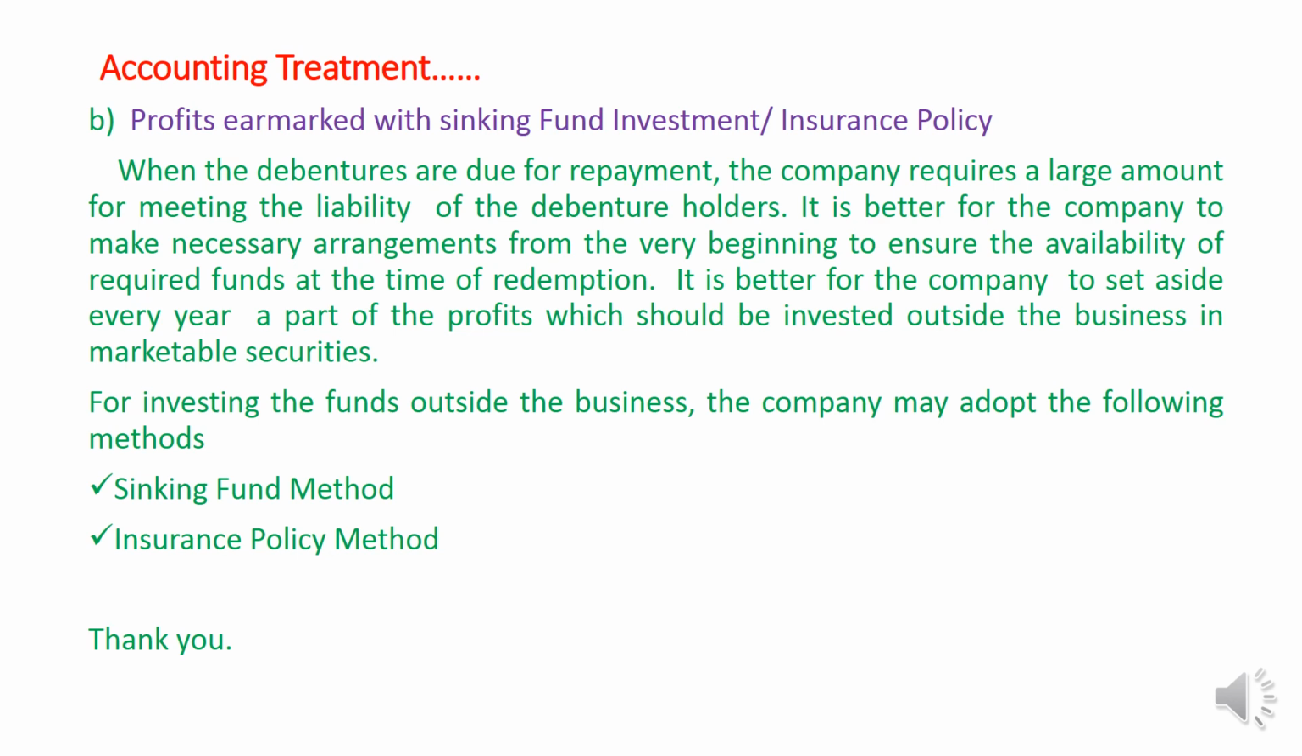If the company is investing outside, it can use two methods. First one, sinking fund method, and the insurance policy method. The company will use any of these methods. So the details of these two methods will be discussed in the next slide. Thank you.